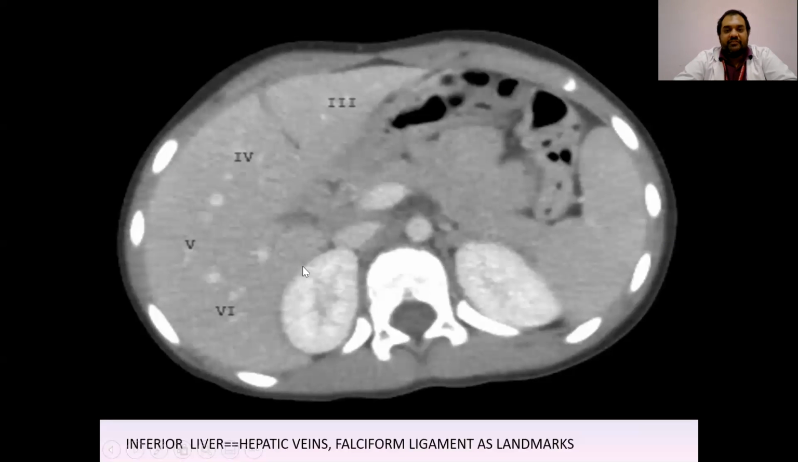And this is the axial section of the CT at the level of both kidneys, showing the segments 3, 4, 5, and 6. And this is the level of the inferior liver, showing the hepatic veins and falciform ligament as landmarks.